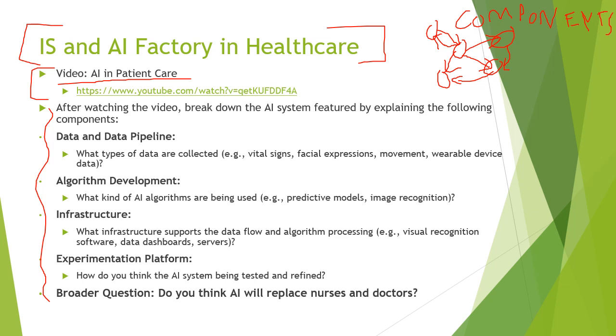It's a news video about an experimentation platform in a hospital. There are all these different components that they'll talk about in the news article. While watching the video, think about the data and the data pipeline, the algorithms behind the scenes, the cloud, the infrastructure going in to process all this data, and then what would be the experimentation to be tested. The news article also talks about whether AI will replace nurses and doctors, so think about that as well.